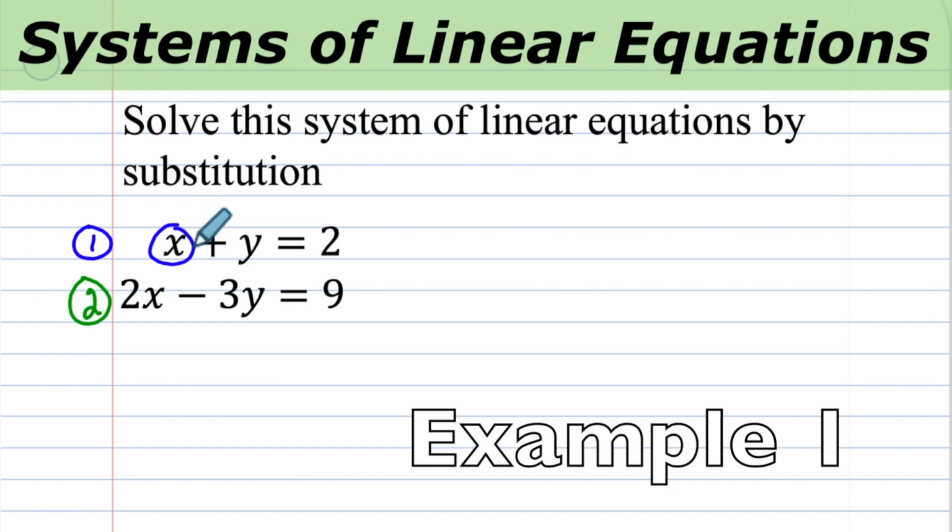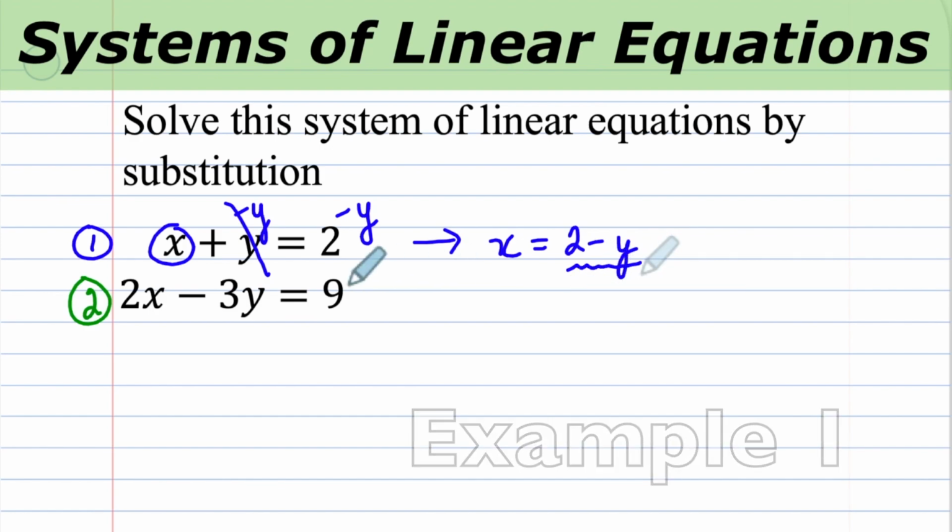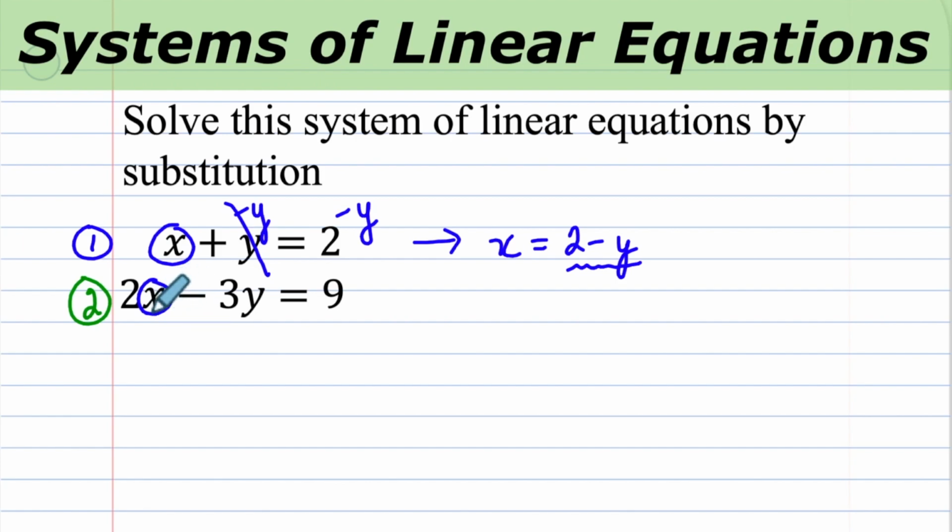In order to get x by itself, we're going to subtract y both sides, because that creates a zero pair on the left side, leaving the x by itself. What we do to one side, we must do to the other. You could also write this as negative y plus 2. The order doesn't matter.